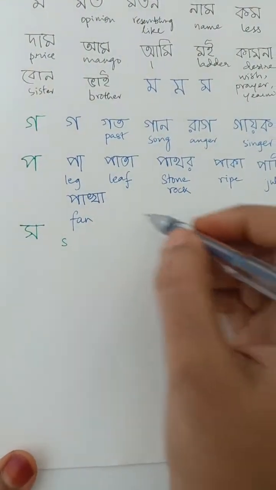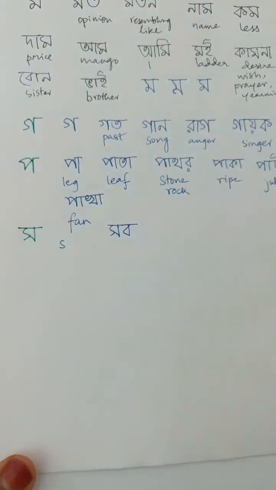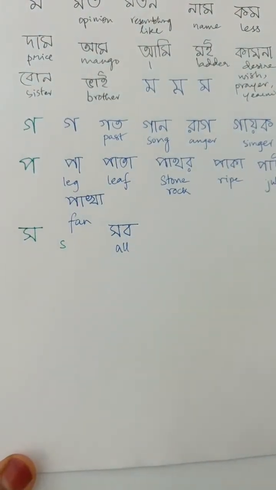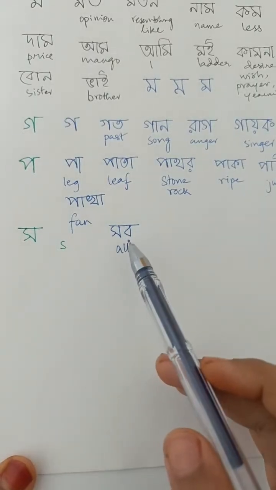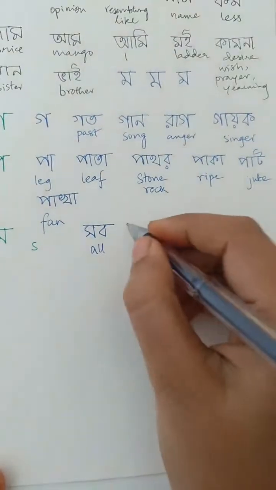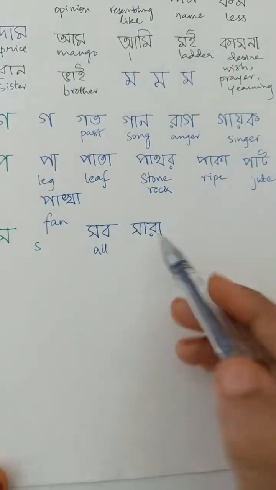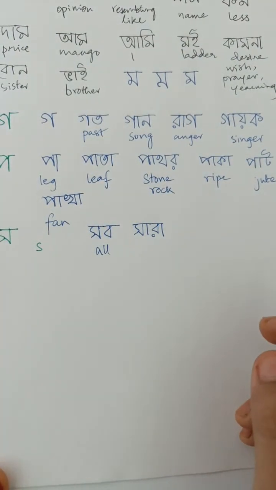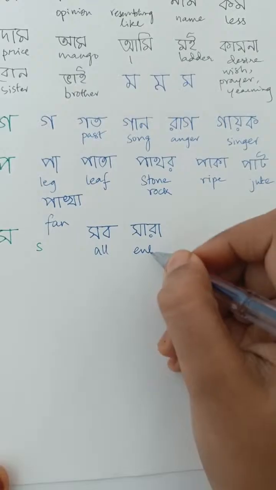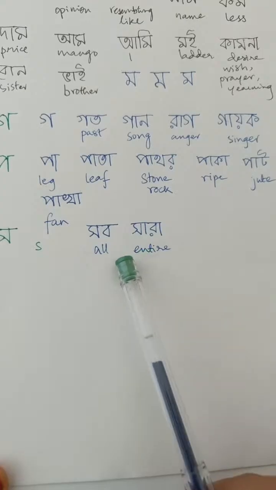If I say this word, it means all, everything. This is read as shab. If I say shara, this also means all, like in the entirety, entire. So here also it is read as sha.